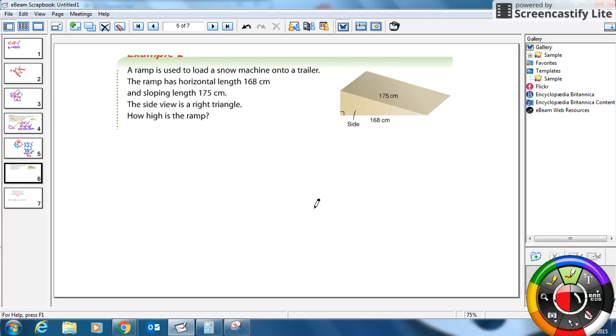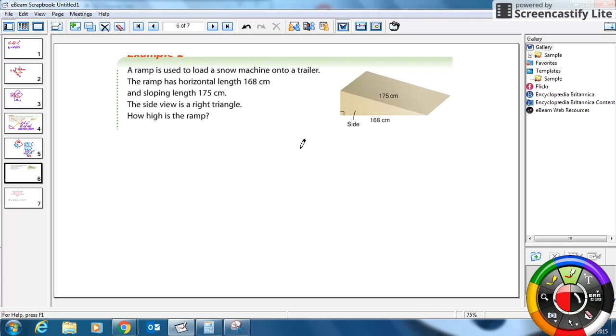A ramp is used to load a snow machine onto a trailer. Sadly, this is going to be a reality in our life here sooner than later, having to worry about moving snow machines around and stuff with the weather changing. The ramp has a horizontal length of 168, so from here to here, 168 centimeters. The sloping length, in this case, this right here, 175. How high is this ramp? We want to know the length of this side of the triangle.